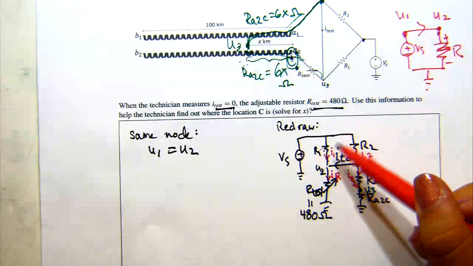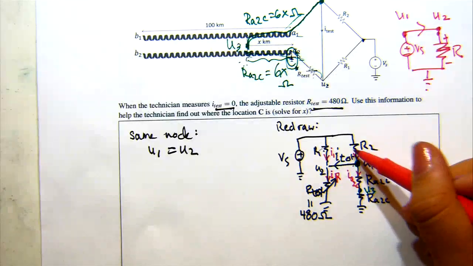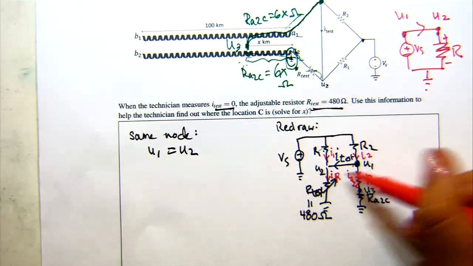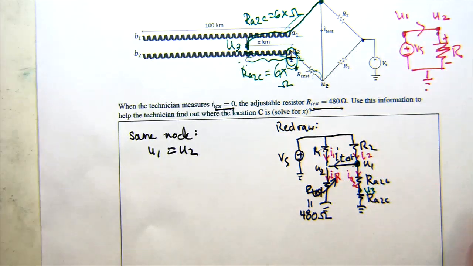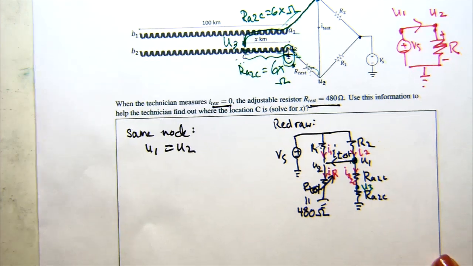So if we do KCL at one of the nodes U1 or U2, we can sum up the currents coming in or leaving the resistors. But if we know that I test is 0, that's the same thing as if we were to zero out a current source, right? So when we zero out a current source, how do we treat that? Yeah, we treat it like an open circuit, right? So that's actually something that we can do here as well.